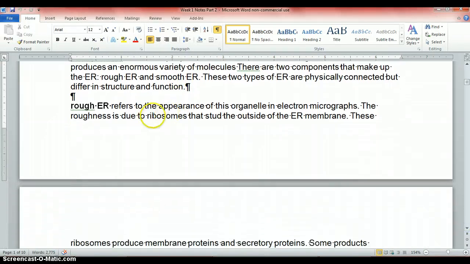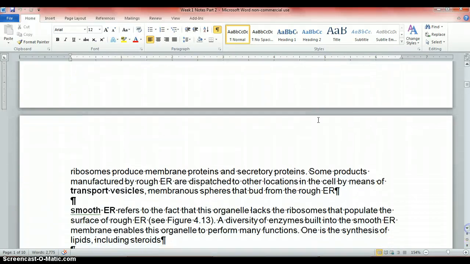So the rough ER refers to the appearance of this organelle in electron micrographs. The roughness is due to the ribosomes that stud the outside. Okay? And these ribosomes that are the rough part produce membrane proteins and secretory proteins. So they're secreting or they're membrane, right? Some products manufactured by the rough ER are dispatched to other locations in the cell by means of transport vesicles. So they're going to have to move around. Membranous spheres that bud off the rough ER. Okay, so let's talk about the smooth ER.